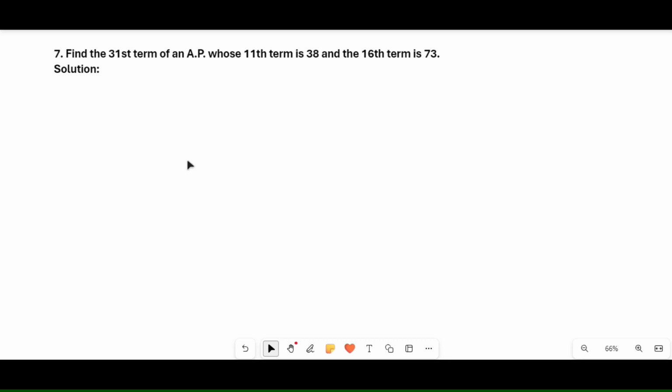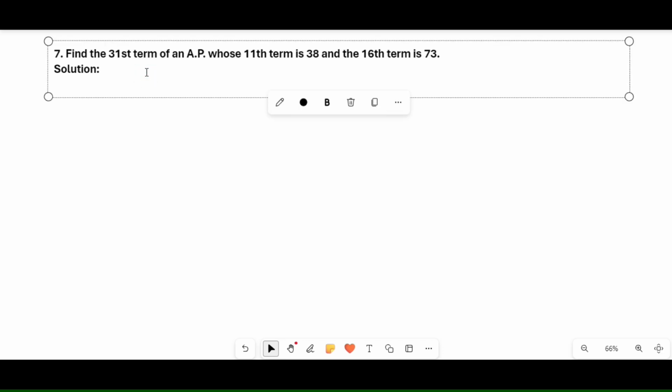Yesterday we completed question number 6, exercise 5.2, arithmetical progressions. So today we will do question number 7. Without delay, we will start. Question number 7 is: find the 31st term of an AP.